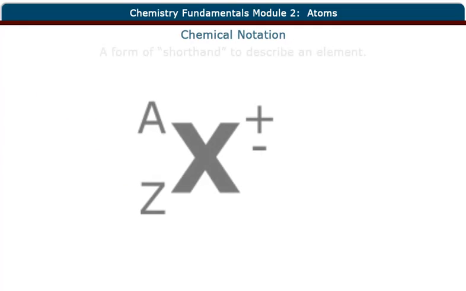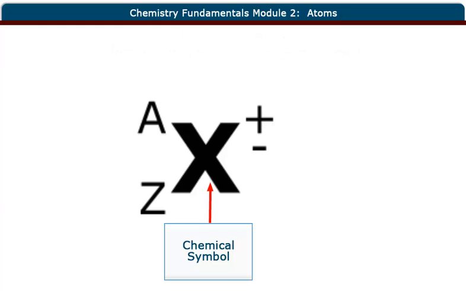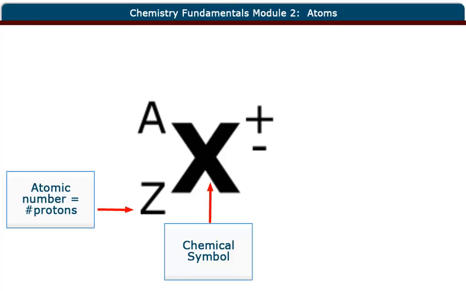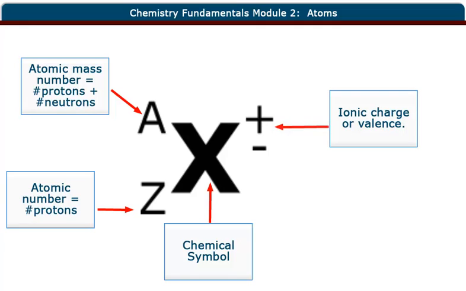Chemical notation is a form of shorthand, used to describe an element. The big X represents the chemical symbol found on the periodic table. The letter Z represents the atomic number, or the number of protons in the atom of the element. The letter A represents the atomic mass number, or the number of protons and neutrons. And the plus or minus at the top right represents the ionic charge, or valence. Neutral atoms won't have anything here.